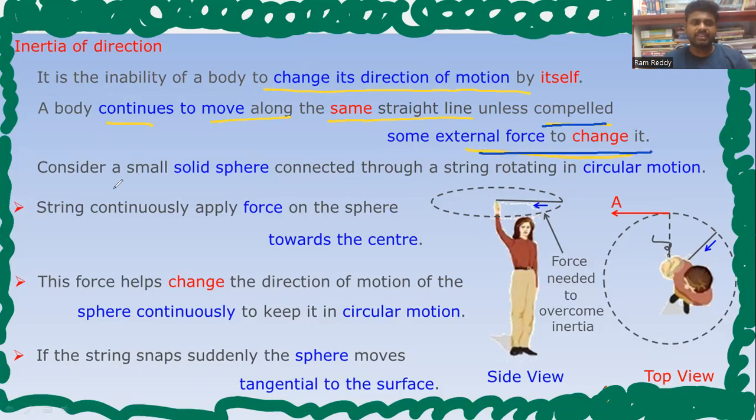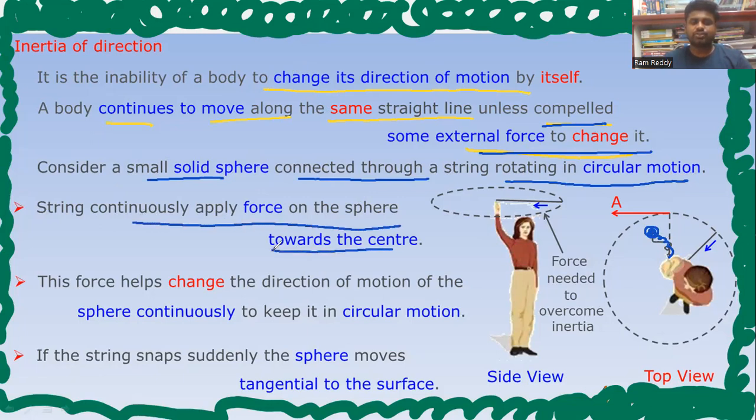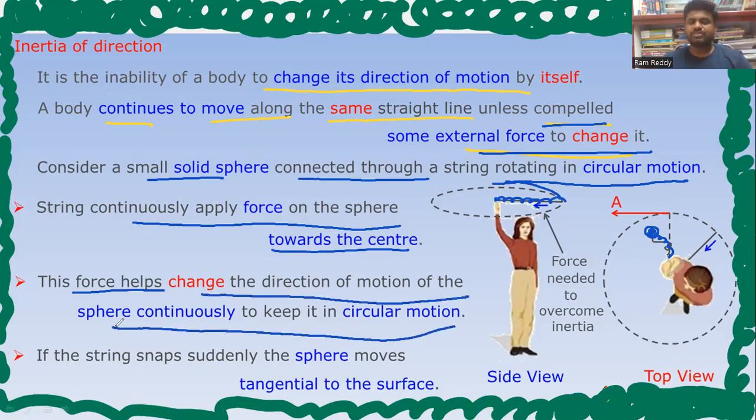For this we'll take an example: a small solid sphere connected to a string, rotating in circular motion. The string continuously applies a force on the sphere towards the center. The force helps to change the direction of motion of the sphere continuously to keep the circular motion. Here we are applying force through the string, which keeps changing its motion and maintaining it in circular form, like this, here, and here. That is inertia of direction.